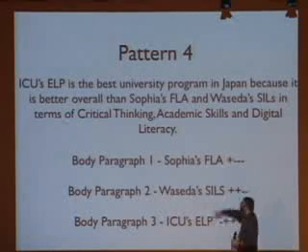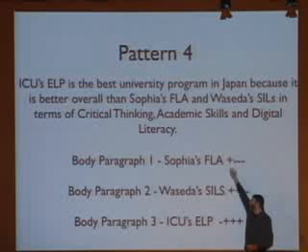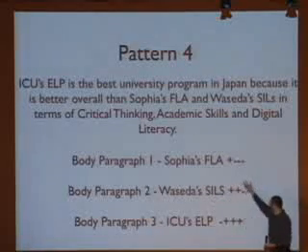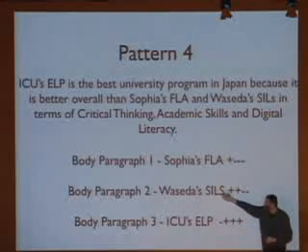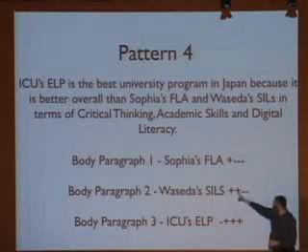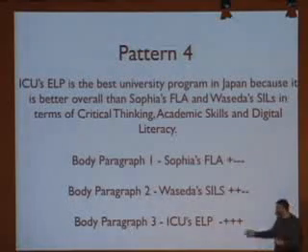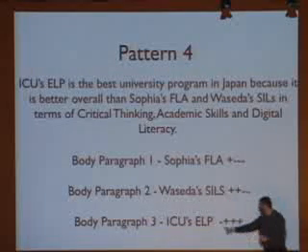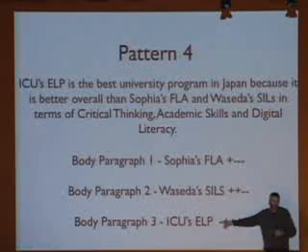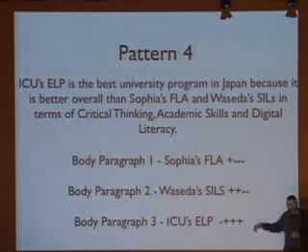So maybe Sophia is good in academic skills, but bad in digital literacy, critical thinking, and so on. Then the second best choice, this would be the worst choice, second best choice could be, okay, Waseda is quite good at this, it's quite good at this, but bad point, bad point. And then we get to the best choice last, ICU, it's the best choice, so we start with their bad points. Good point, good point, good point. That would be pattern 4.